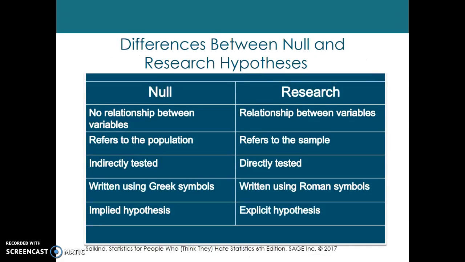So differences between null and research hypothesis. No relationship between variables for the null, relationship between variables for the research. Null refers to the population, research refers to the sample. Null is indirectly tested, research is directly tested. So indirectly tested is just saying I'm assuming that this is going to be correct, but then I directly test my research hypothesis. Null is written with Greek symbols, research is written with Roman symbols. Null is an implied hypothesis, and research is explicit. So implied is I'm implying that there's no difference, and explicit is just that I'm going to actually collect data and show that there's a difference.